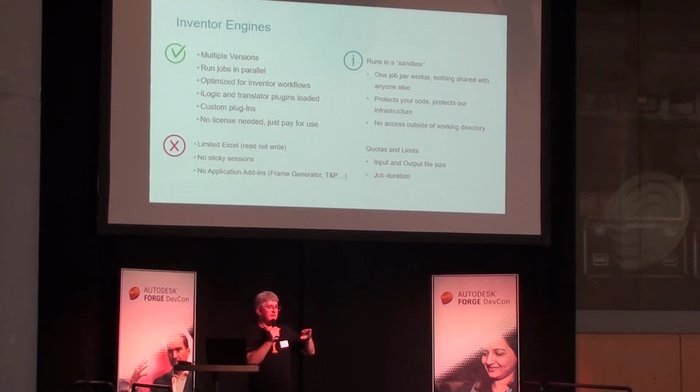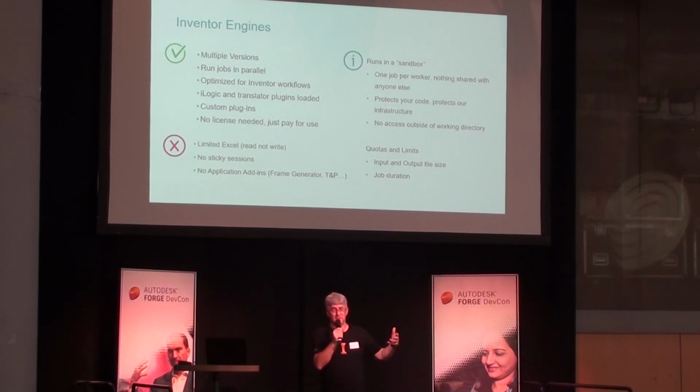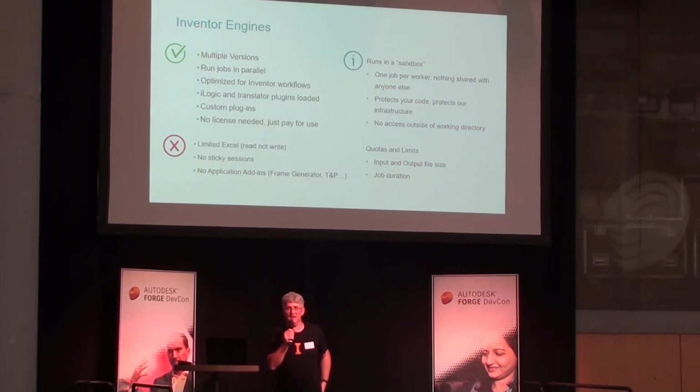Inventor Server has no UI. So some of our add-ins use the UI layer of the API, which puts things like tube and pipe, cable and harness, and frame generator out of reach. Now we can consume the outputs of those. We just don't have a way to generate a pipe run today. So we're looking at ways to refactor that, but as it stands right now, there are a few limitations in that area. We also do run in a sandbox.